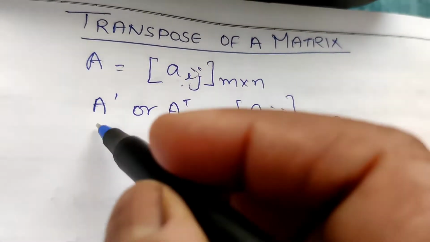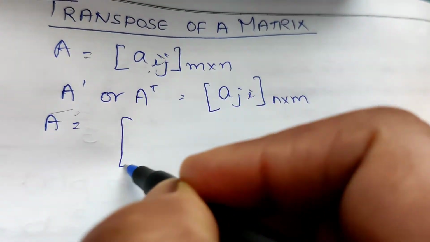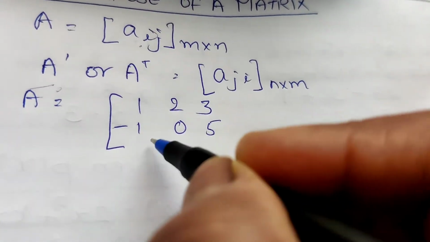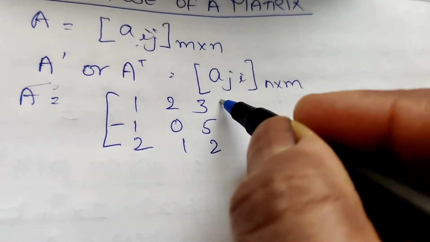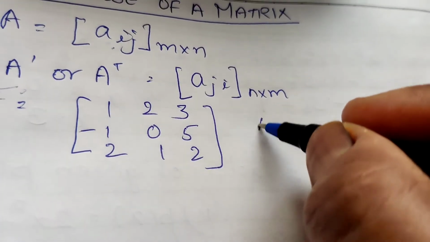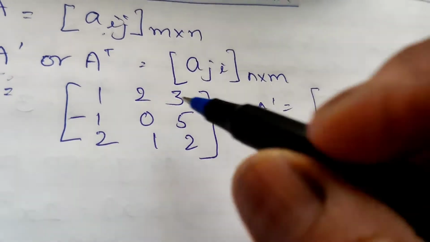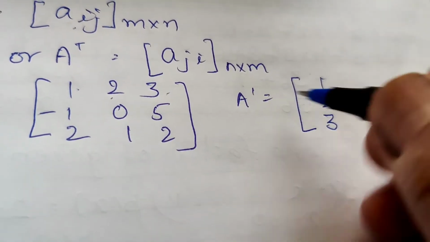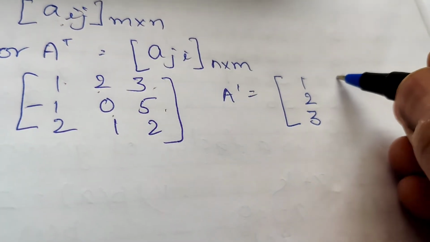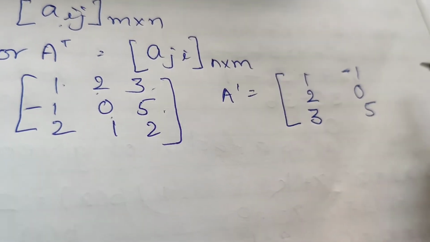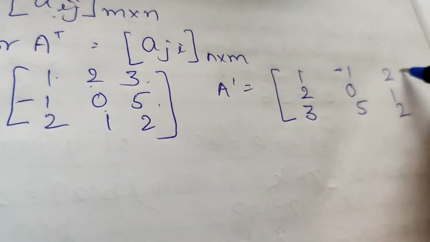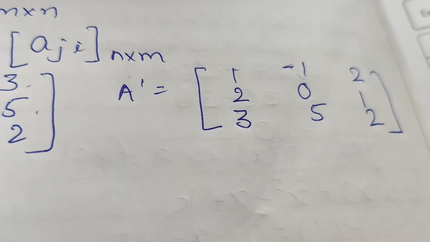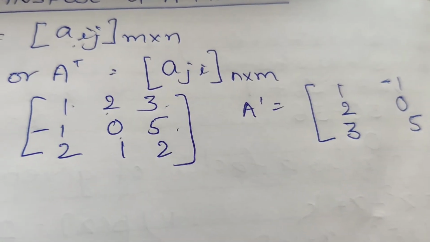For an example, suppose a matrix is 1, 2, 3, -1, 0, 5 and so on. Now we have to find its transpose. In transpose, what will we do? Just write rows as columns. The first row is 1, 2, 3, it means it will be converted into a column. -1, 0, 5 is the second row, so it will be the second column. And the third row, third column. This is the transpose of a matrix. Just interchange the rows into columns and columns into rows.